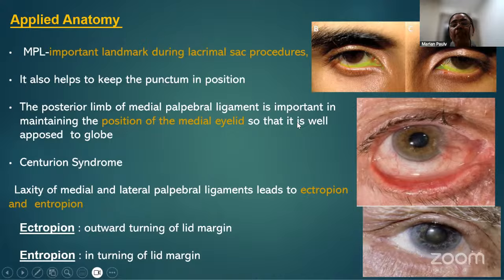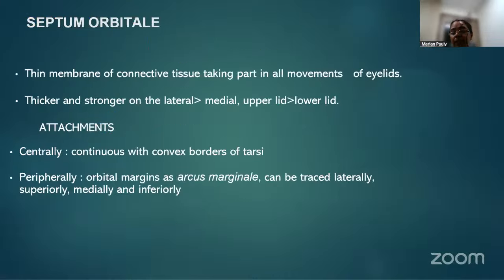So in the treatment of Centurion syndrome, we have to release the medial palpebral ligament so that it will go back near to the globe, leading to a decrease in the epiphora. The laxity of the medial palpebral ligament can lead to entropion and ectropion. Coming to the orbital septum, it's a thin membrane of connective tissue taking part in all movements of the eyelids. It is thicker and stronger on the lateral aspect compared to the medial aspect.